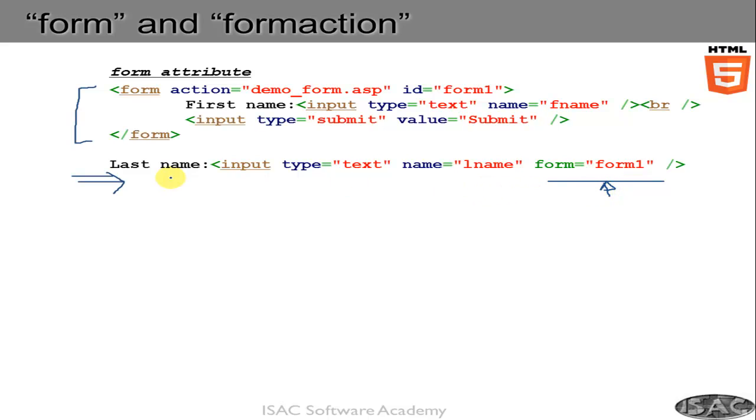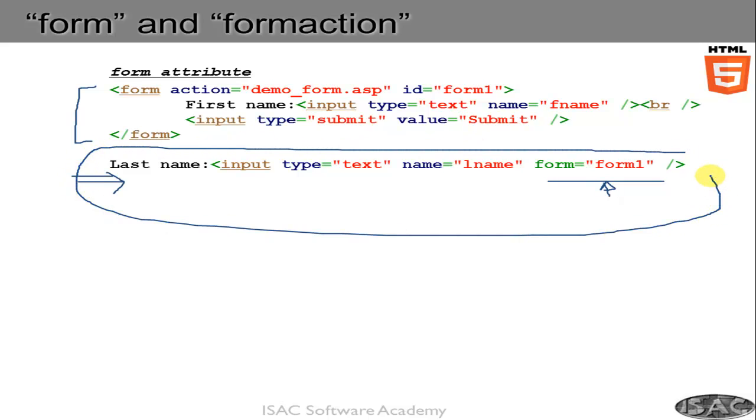So what it means is that this whole input element is included inside this form because of this attribute called form equals to form1. Now when you press submit, it will take the data which you entered here as well along with this one. So let me just repeat. You can declare an input element outside the form and still you can include it inside the form.